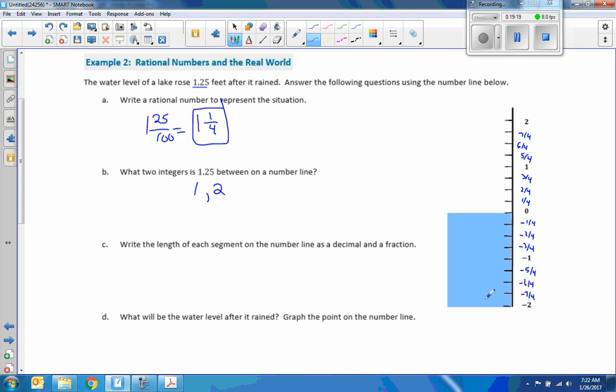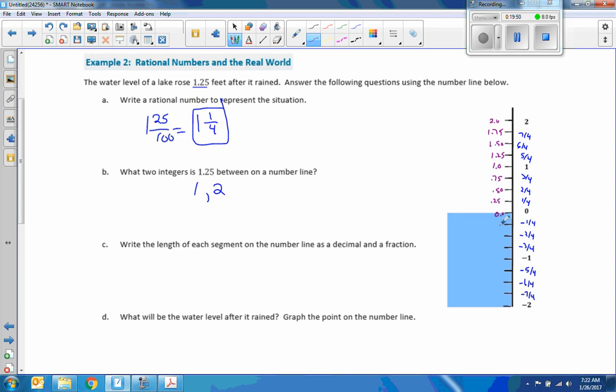Now represent those as decimals. It says fractions and decimals. So this would be 0.25, 0.5, 0.75. If you want them all the same digits, put 0.50, 1.0, 1.25, 1.50, 1.75, and 2.0. Okay, 0 is just 0.